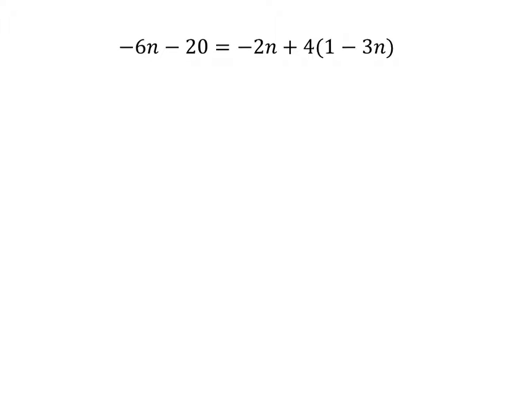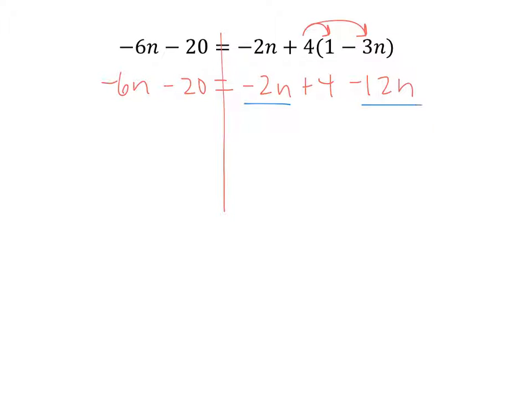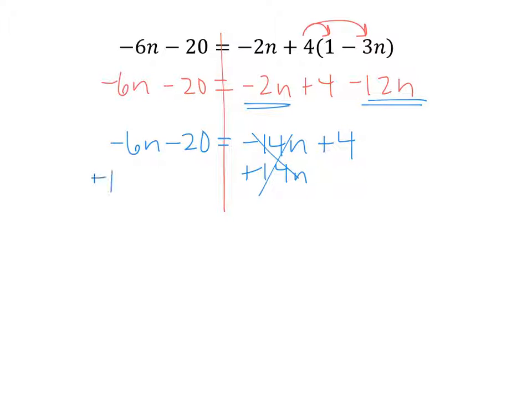Okay, now I'm going to look at the next example. I am going to distribute here this 4, and -6n minus 20 equals -2n plus 4 minus 12n. And when I do that, I see I can combine some like terms here. So my -6n minus 20 on the left-hand side stays as it is, but this -2 minus 12 is -14n plus 4. I'm going to get the n's on my left-hand side, so I'll add 14n. And -6 plus 14 gives me 8n minus 20 equals 4.